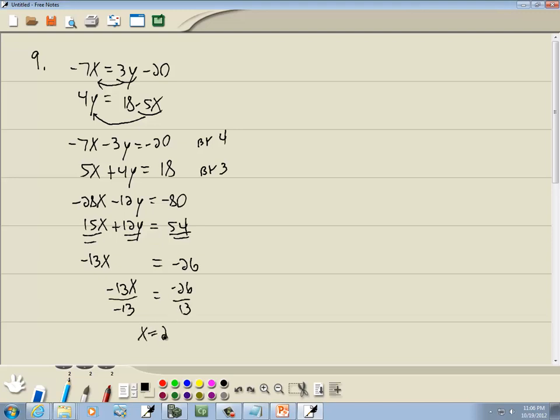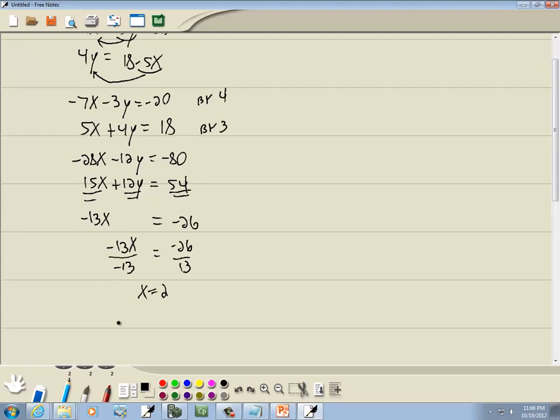And we get x is equal to 2. Well, now we need to find out what our y is. And probably the second equation is the easiest one to plug it into. The 4y equals 18 minus 5x. So I've got 4y is equal to 18 minus 5x.